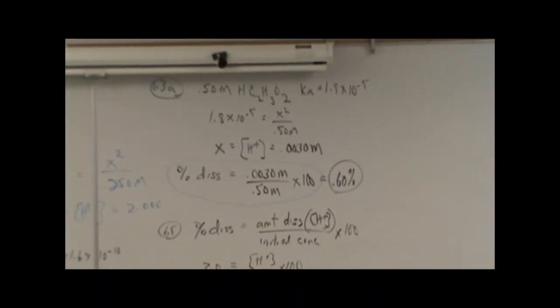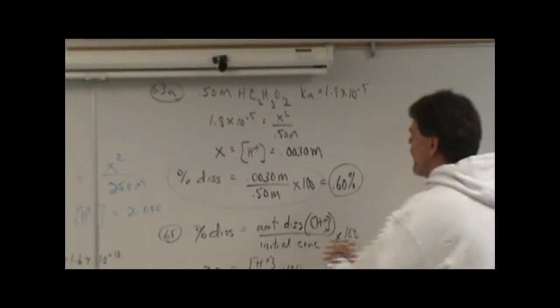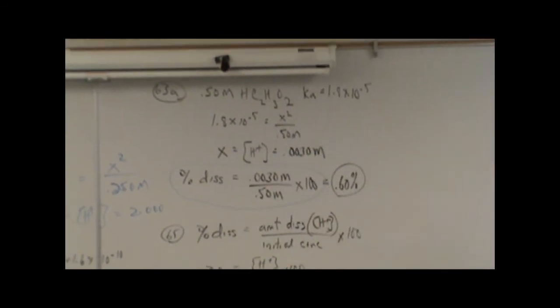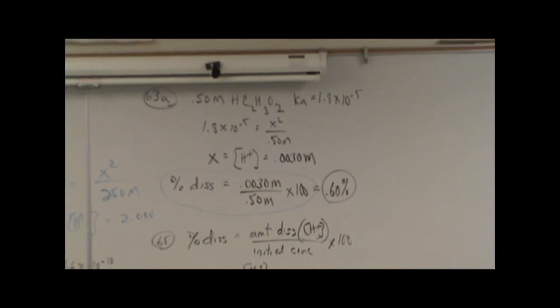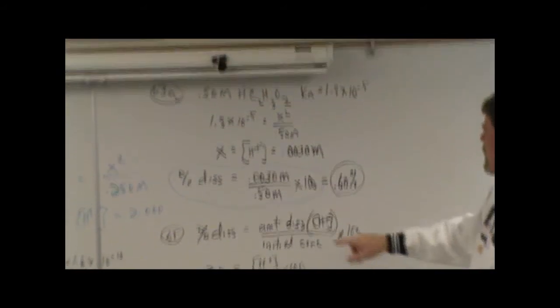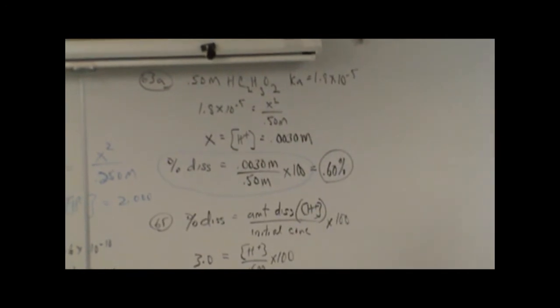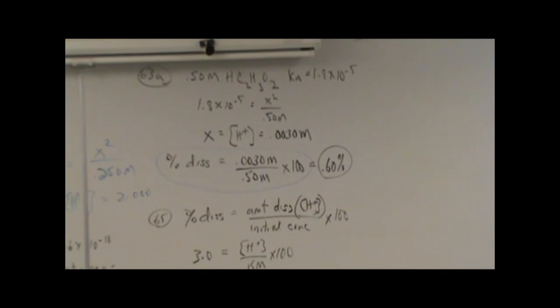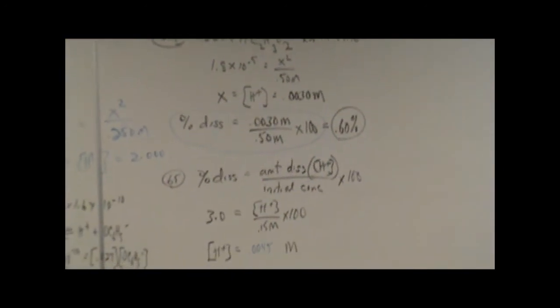That's how much dissociated, okay? We also got 0.0030 moles per liter of the acetate ion, but we don't care about that. All we care about is that this is an acid, we just care about the H plus. So that would be a minor species, okay? So 0.0030 divided by 0.5 times 100 is 0.6. Okay, that's all there is to percent dissociation.